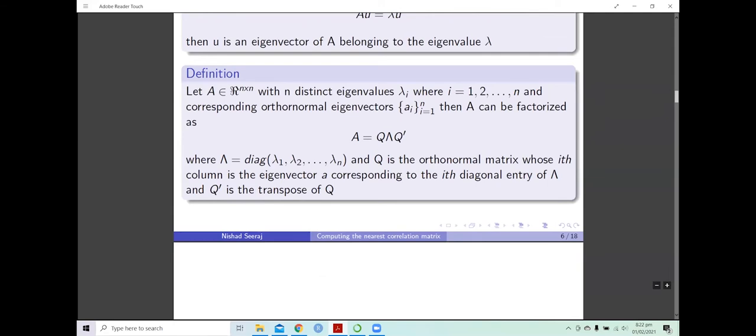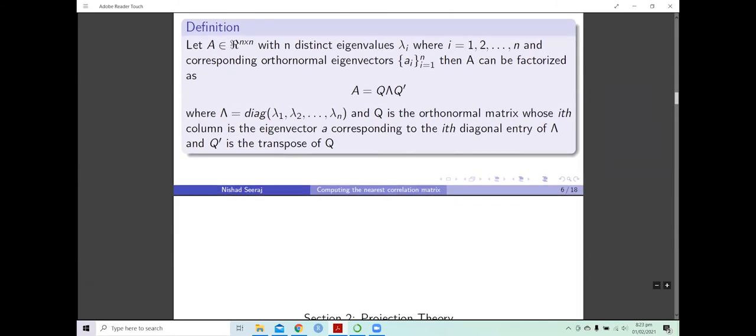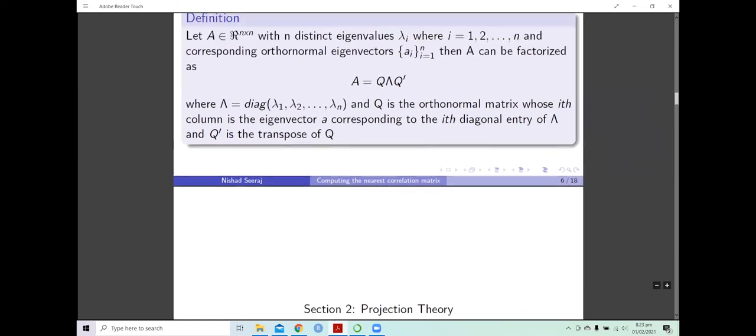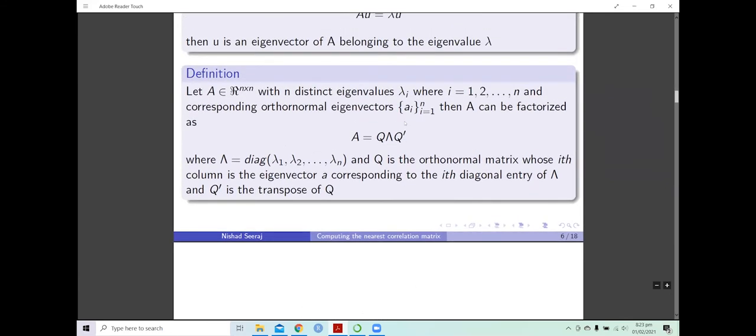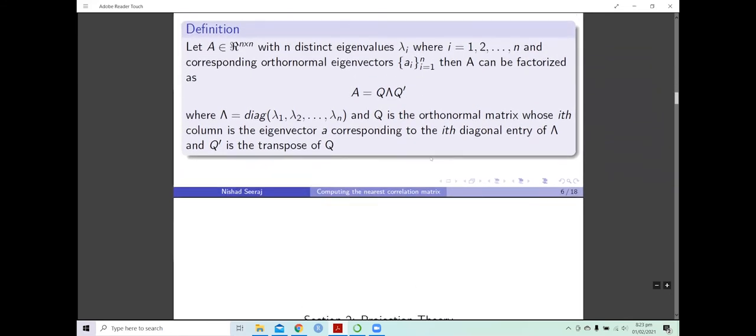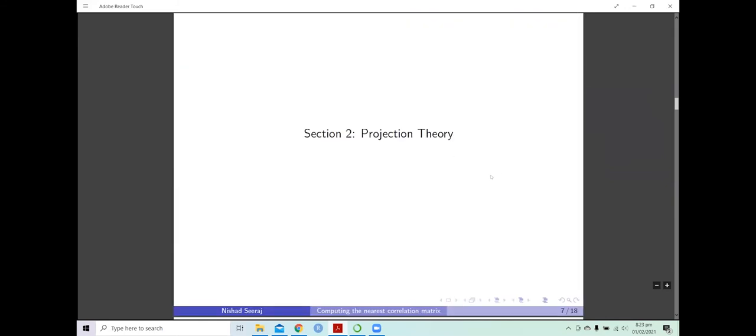So keep in mind this here, because you will see it back just now, right? This lambda here is a diagonal matrix, with each diagonal entry representing a distinct eigenvalue. And Q is simply an n by n matrix of the eigenvectors. This is Q transpose. Okay. The ith vector corresponds to the ith eigenvalue here. And that is simply the spectral decomposition of a matrix. Okay, so that's pretty much the entire basis of this projection theory.